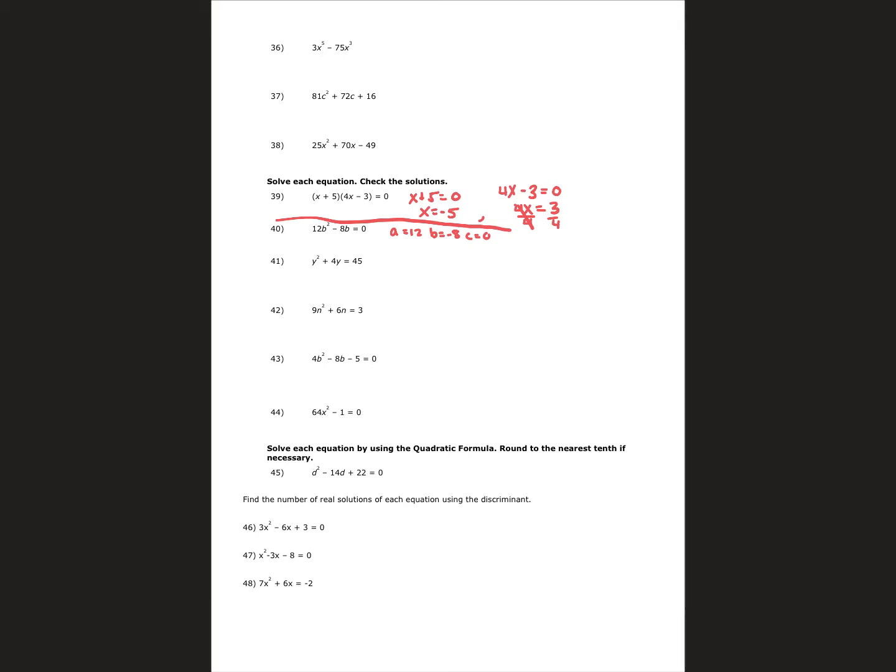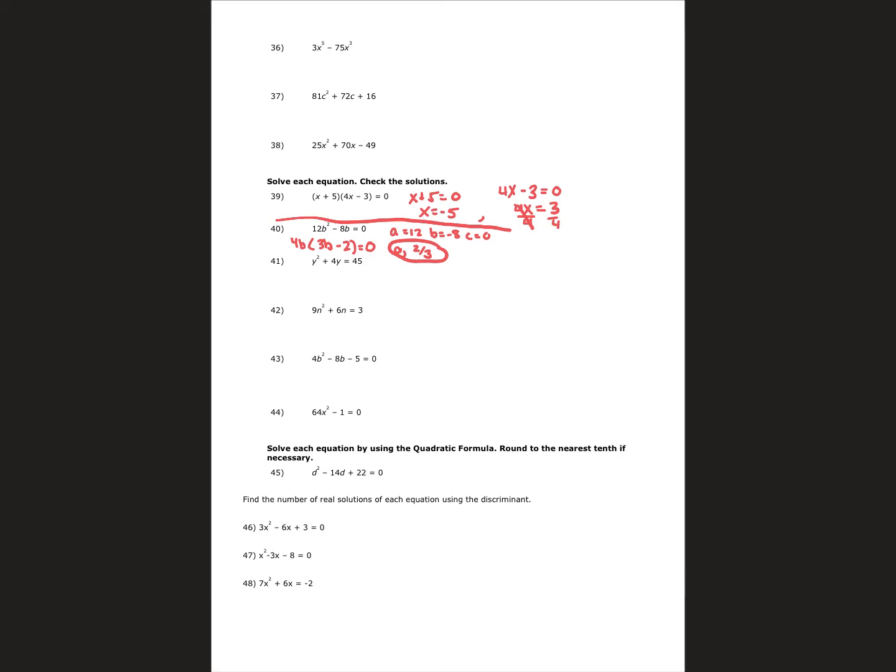Or you can factor out a 4b from both of these, and you'd end up with 3b minus 2. And then you can set each equal to 0, so 4b equals 0, and b is 0. Or 3b minus 2 equals 0, add 2 to both sides. So you get 3b equals 2, and then divide by 3, so you get 2/3. So again, you could use the quadratic formula for these, or you can factor. Remember that they always have to equal 0 first.